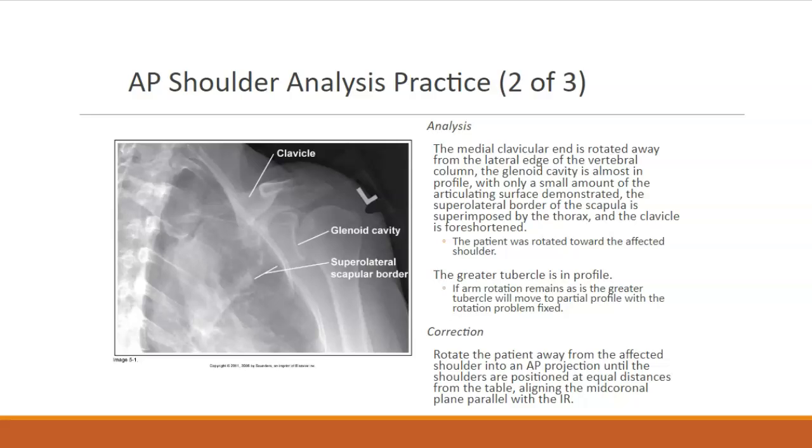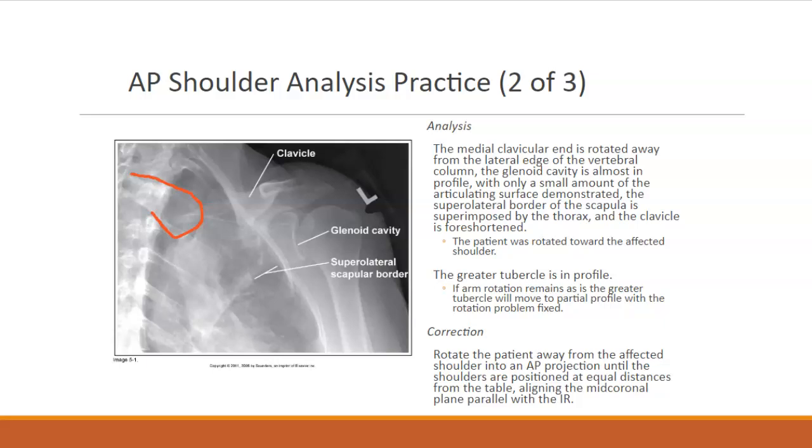So again, we're going to look for our left clavicle. Is there any foreshortening? Is there any elongation? The first thing that I see is that the left clavicle is foreshortened. The right clavicle is actually demonstrated across the vertebral column, which should indicate to you that the patient was rotated towards the affected shoulder.